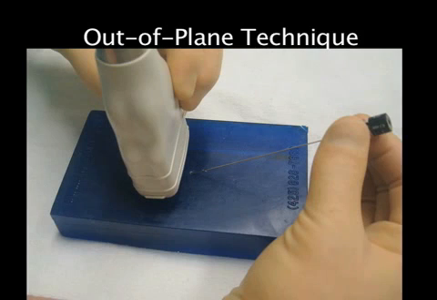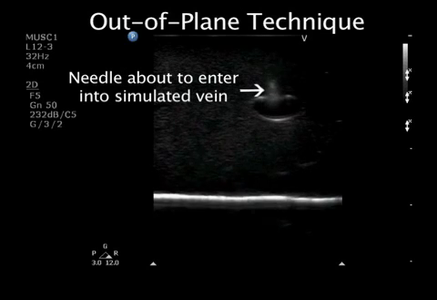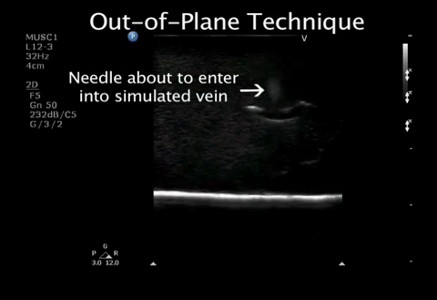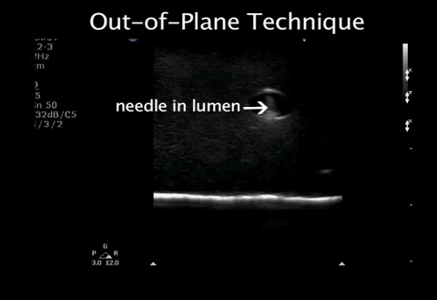It should be apparent from this demonstration that the needle will cross the ultrasound beam only once. In the following demonstration, using the simulator, we can see the needle about to enter into the vein. This is indicated by the arrow. The needle has now apparently entered into the vein, indicated by the arrow once again. Note that the view of the needle using the out-of-plane technique is a small dot.